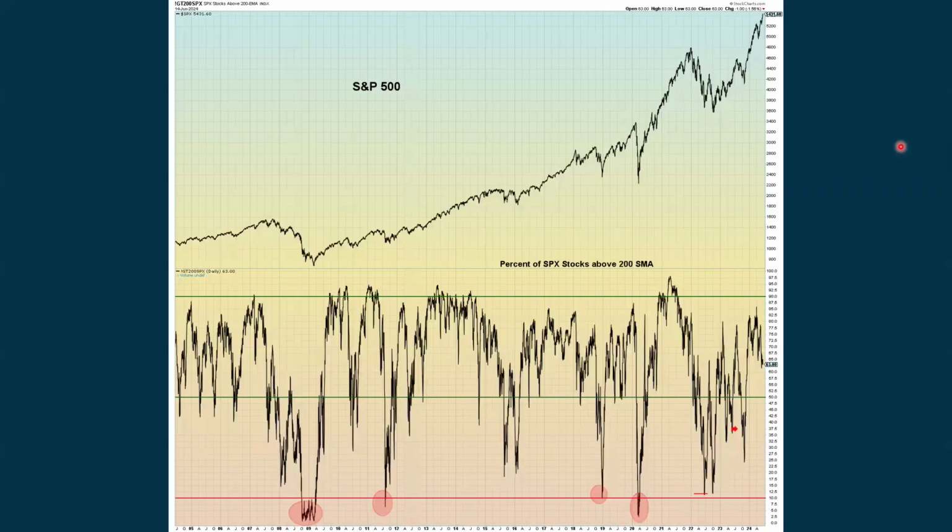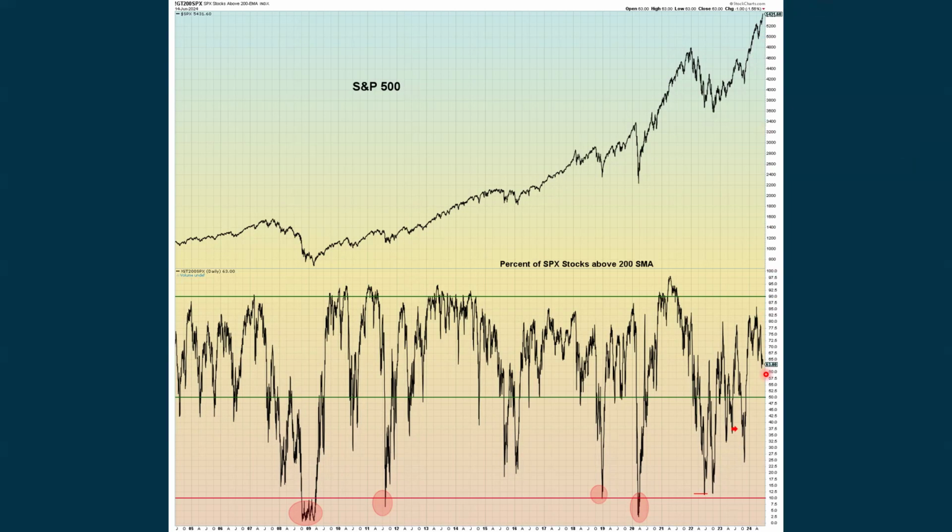This shows the percent of stocks in the S&P above their 200-day moving average. We're setting all-time highs recently with the S&P, and we're seeing this going down. That's a bit of a negative divergence. That causes us a bit of a concern right now.